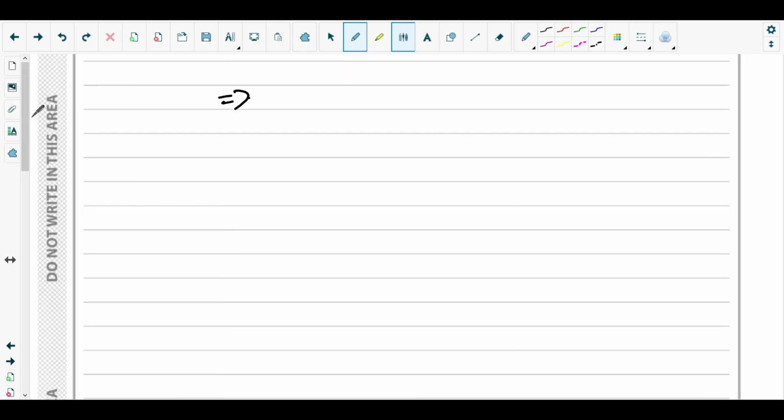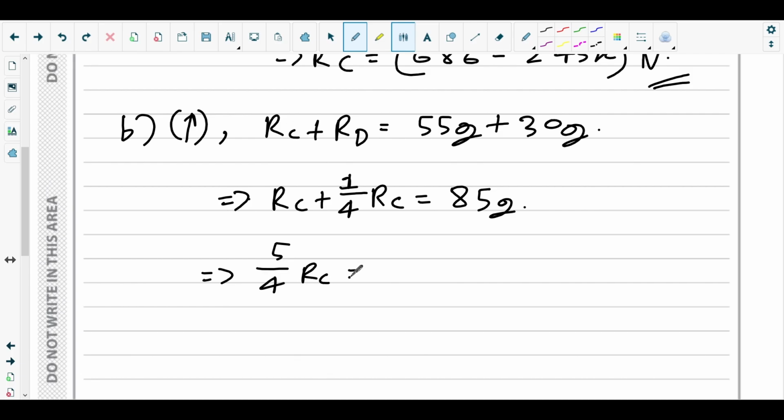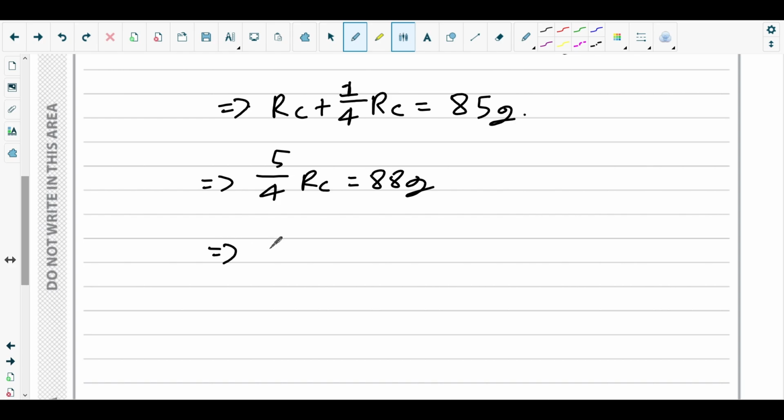Reaction at C plus 1/4 reaction at C is equal to 55g plus 30g, so this is 85g. That means 5/4 times reaction at C is 85g. Now we need the value for X, right? Reaction at C can be represented as 686 minus 245x. This is equal to 85 times 4/5. How much is this?